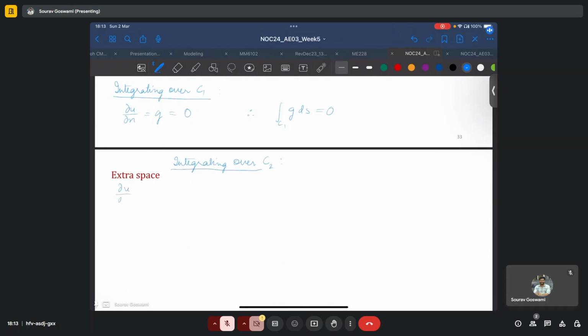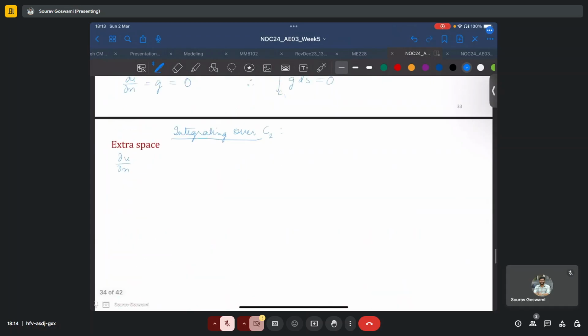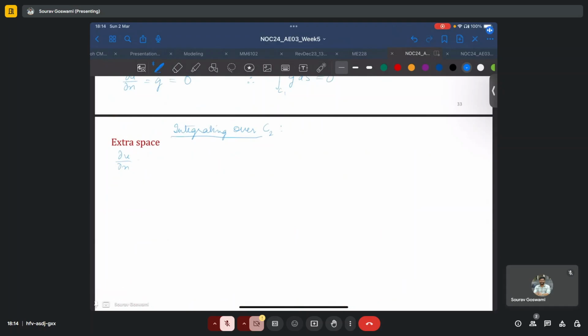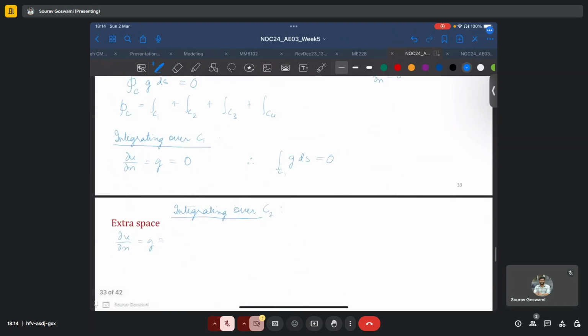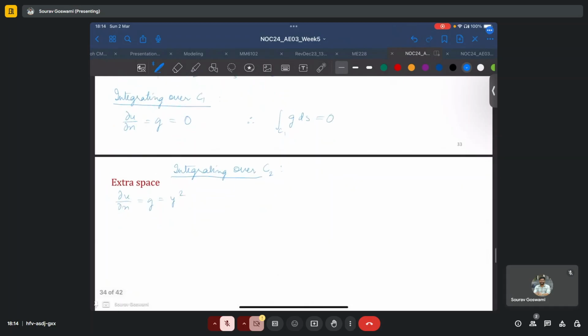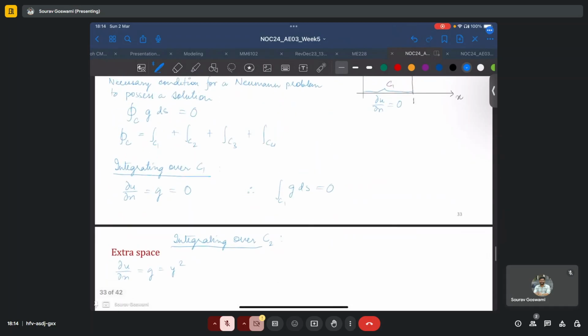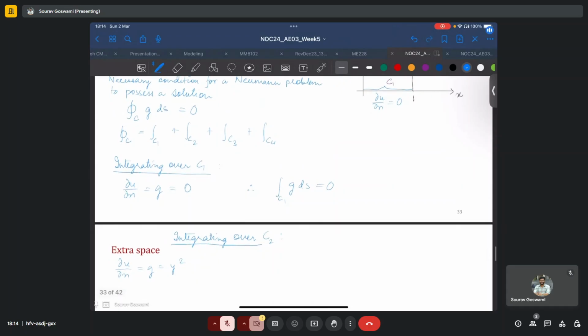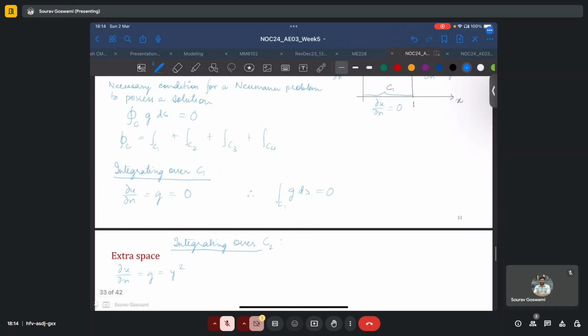Here, dou u dou n is given to us as y square. We have to integrate g times ds. But what is this ds? ds is just a very small element or a position vector along this given direction.